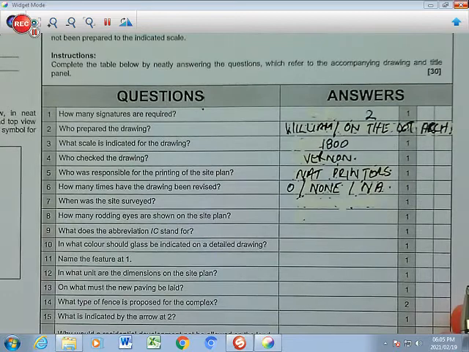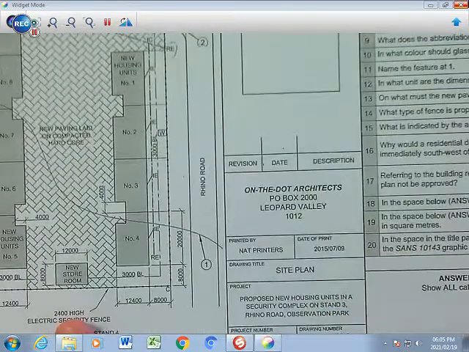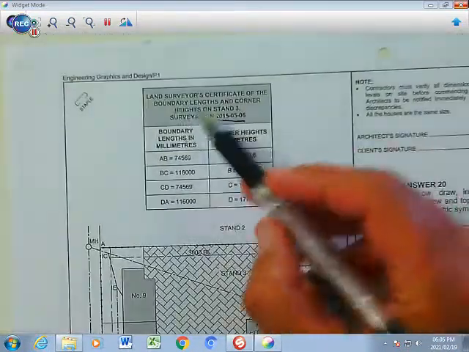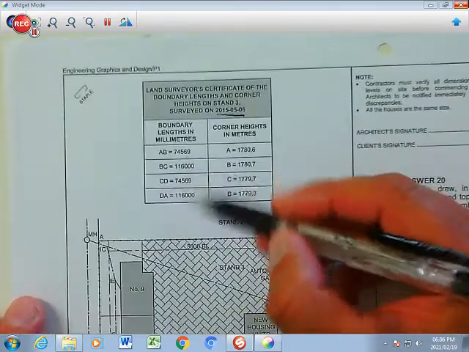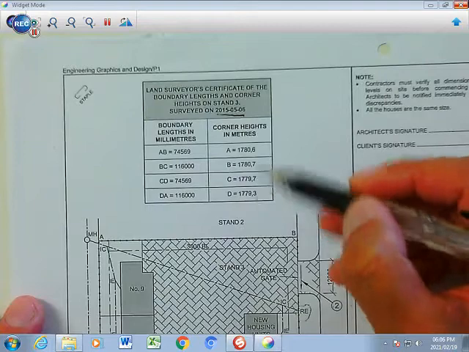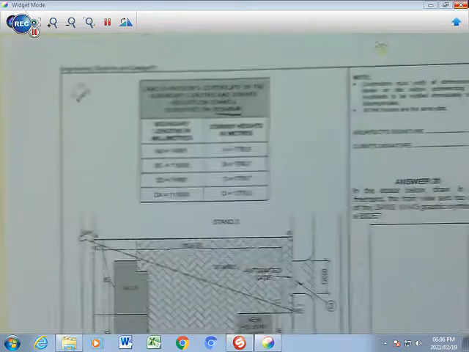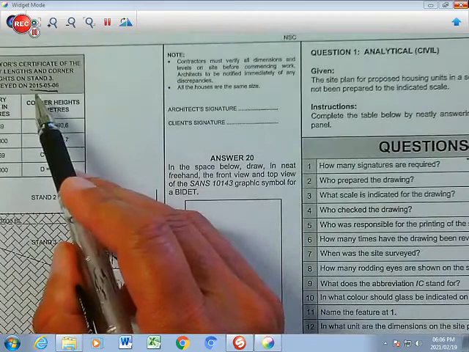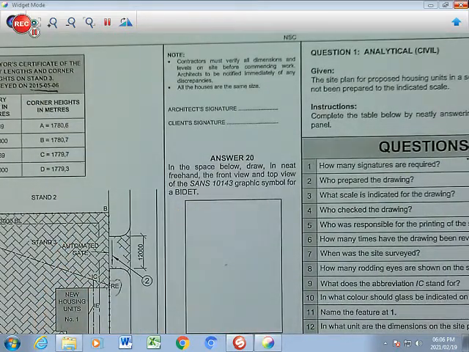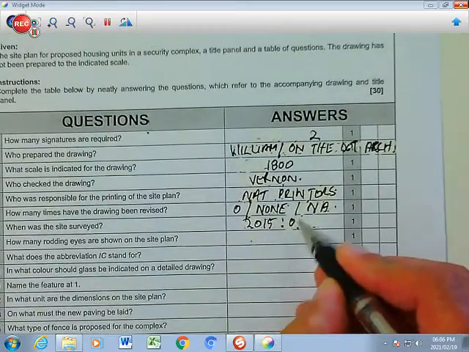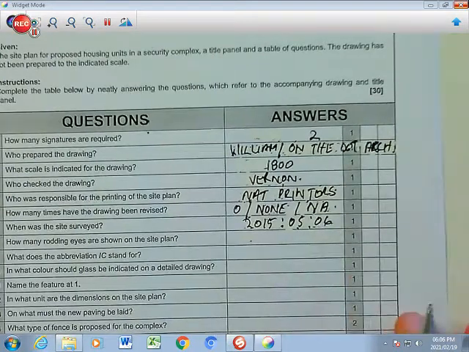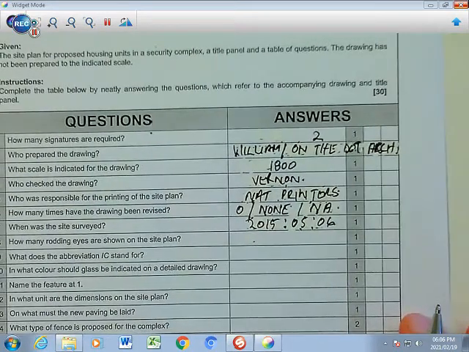When was the site surveyed? You are not going to find it here in the title bar, but you're going to find it right here on top where it speaks about the land surveyor's certificate. We're looking at the boundary lengths and the boundary heights. So that is what the surveyor basically provides, and you will find that the date is 2015 05 06. Alright.